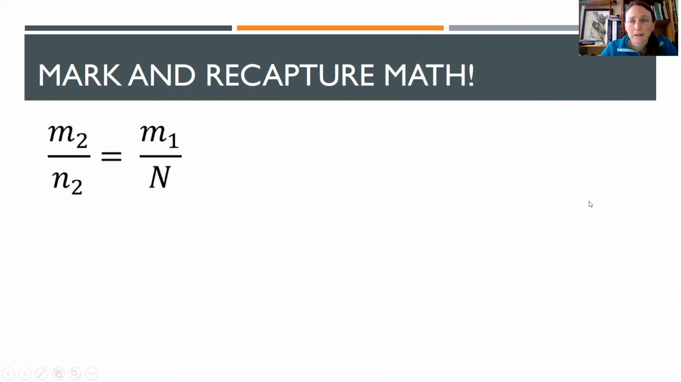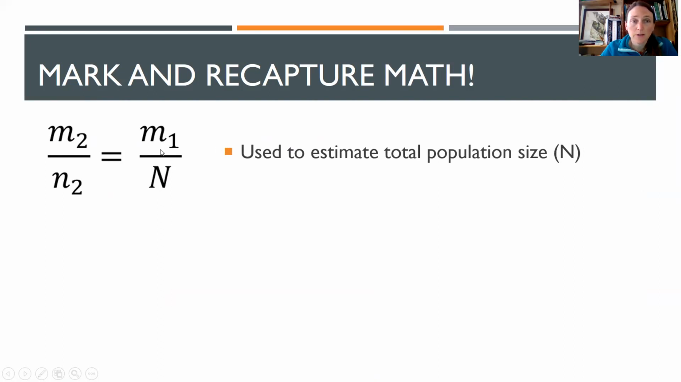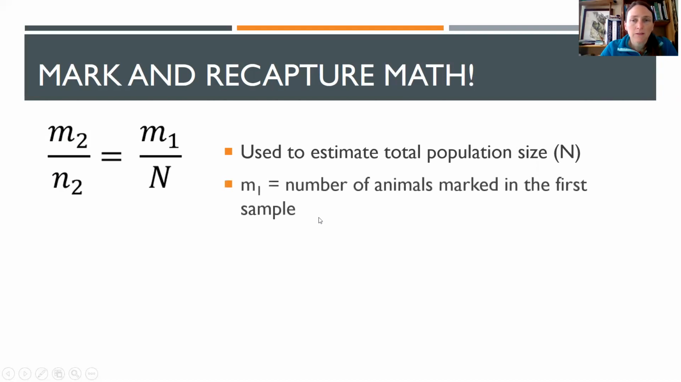So the math is not too complicated. It's just this equation here, where N is the total population size. This is unknown, and we're going to try to estimate it. The way we estimate it is we go out and collect some animals, and that is M sub 1, the number of animals marked in the first sample. So we collect a bunch of organisms and mark them all. Then we release them back into the population.